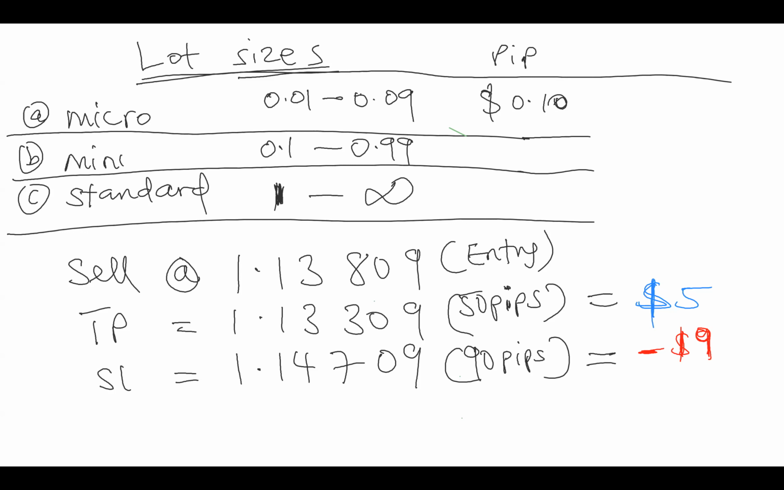How can you be risking $9 to just make $5 profit? Do you actually understand? You're risking $9. You're risking as much as 90 pips to just make what? 50. It's supposed to be the other way around, right?